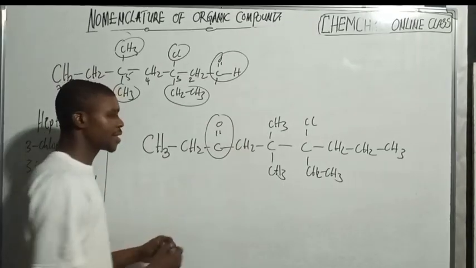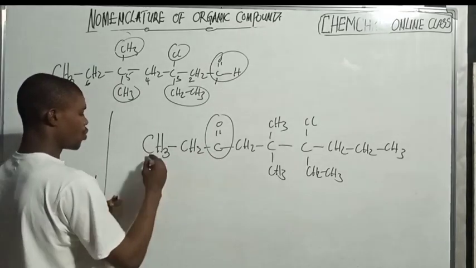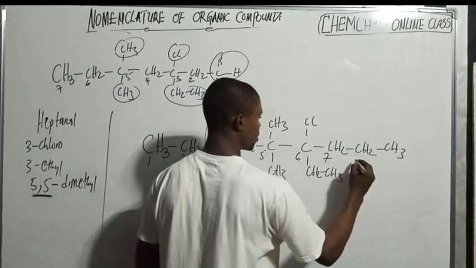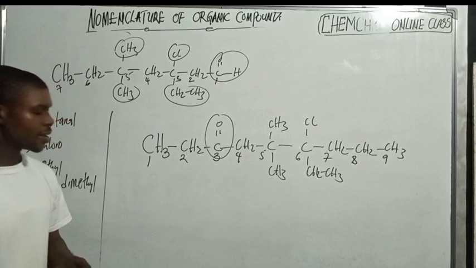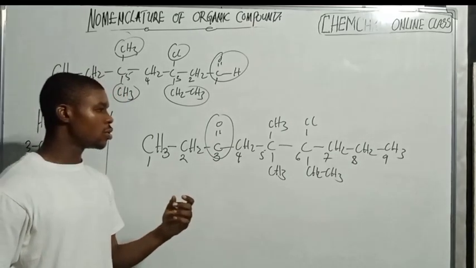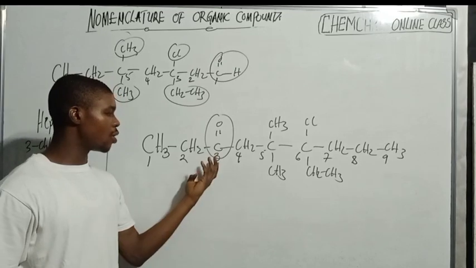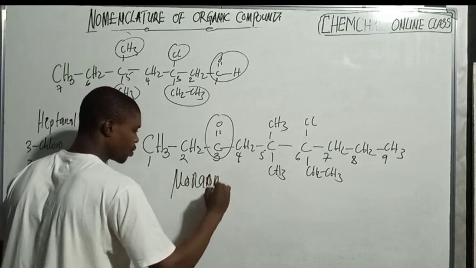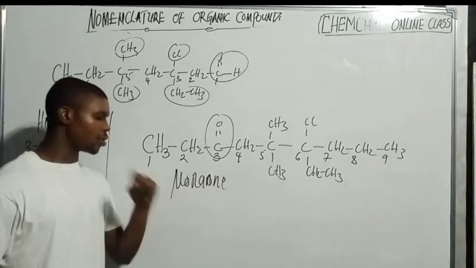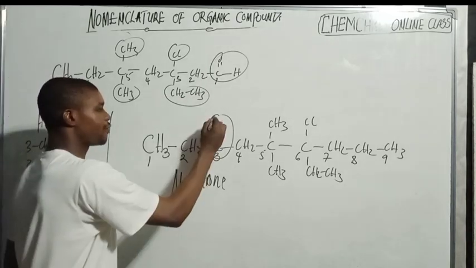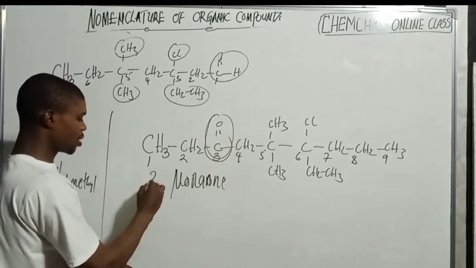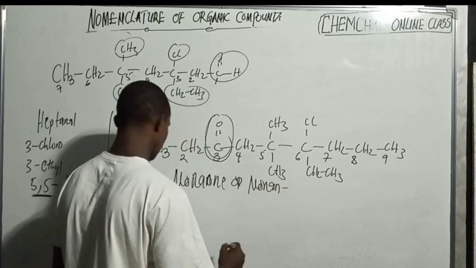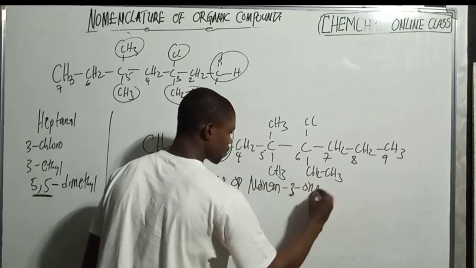Remember, this is a functional group, right? So it will be 1, 2, 3, 4, 5, 6, 7, 8, and 9. Right? So the name is going to be nona-3-one. Do you understand? So it's normally nonanone, right? Nonanone. Now, but here we have the functional group at carbon number 3. So 3-nonanone, or nona-3-one, right?